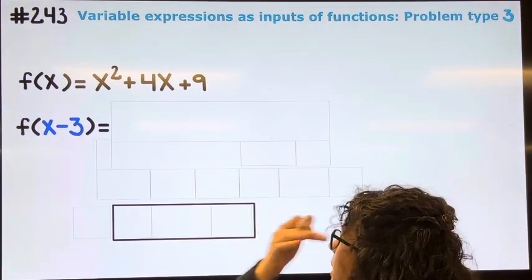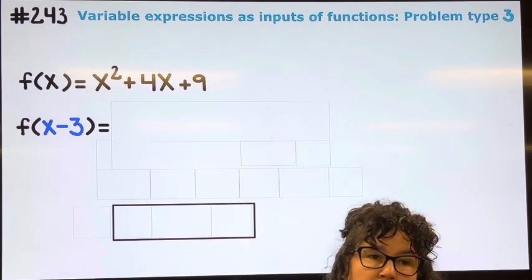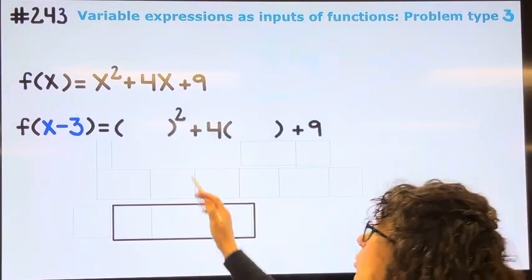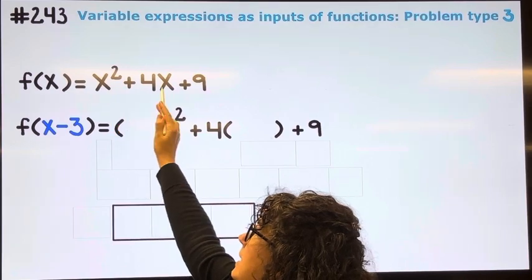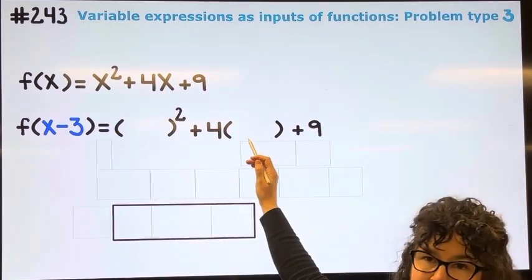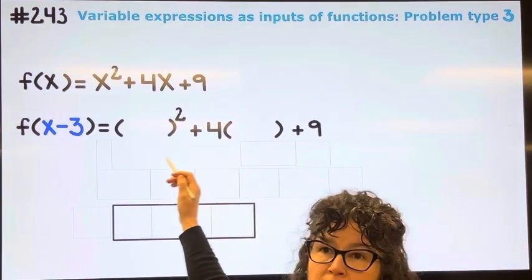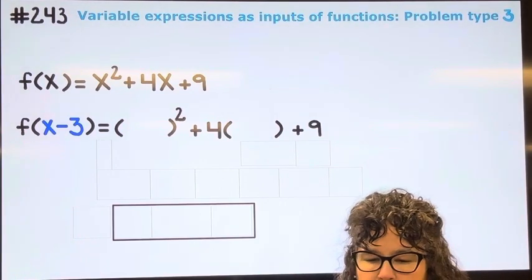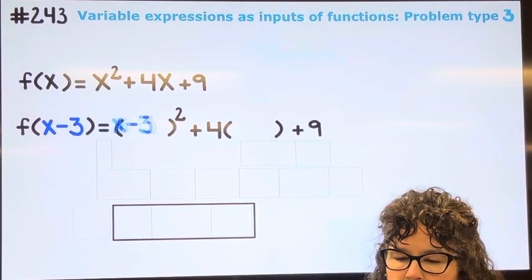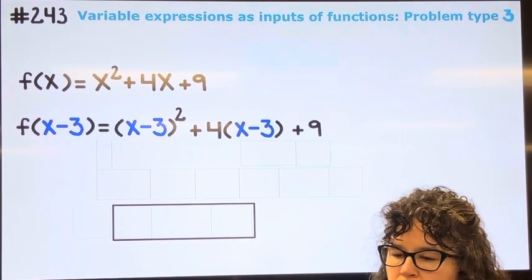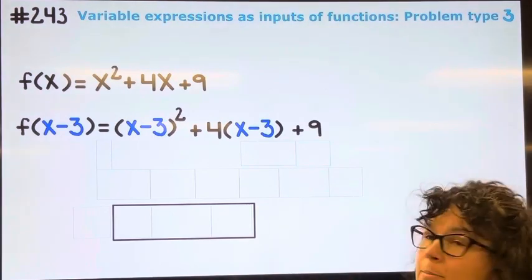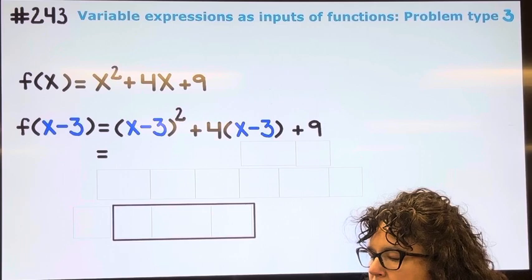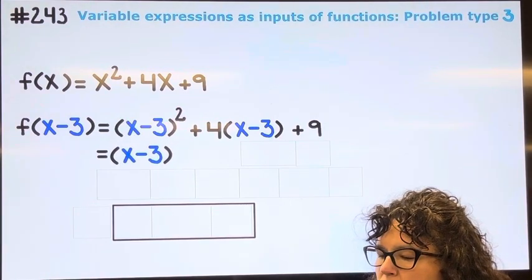Okay, so this time I've got a quadratic, and I want to evaluate this at x minus 3. Let's start by rewriting the original function, but every place I see an x, notice that I put a set of parentheses. And in for every x in the original, I'm going to replace it with x minus 3. Let's put x minus 3 there and there. What we have left to do is simplify. Equals x minus 3 squared. We need to write that twice.